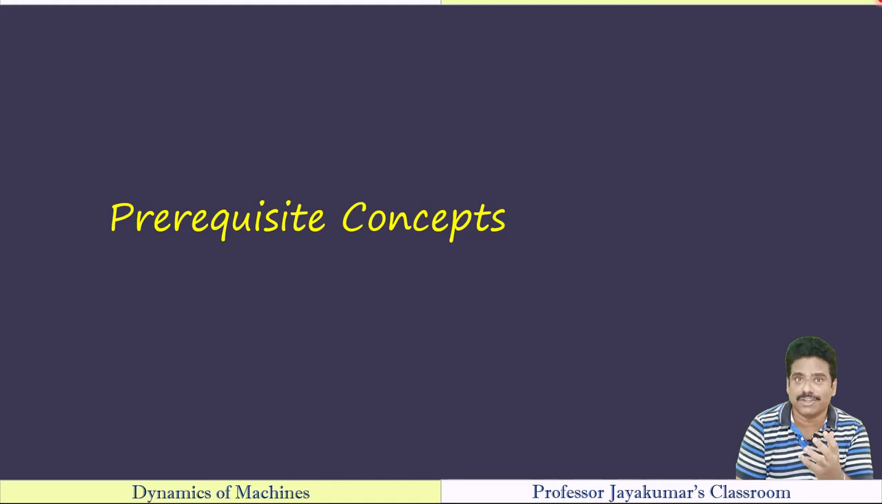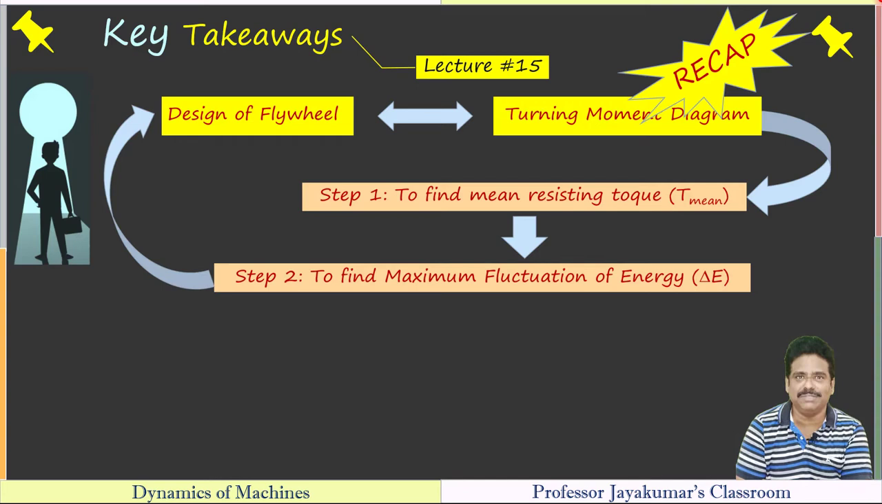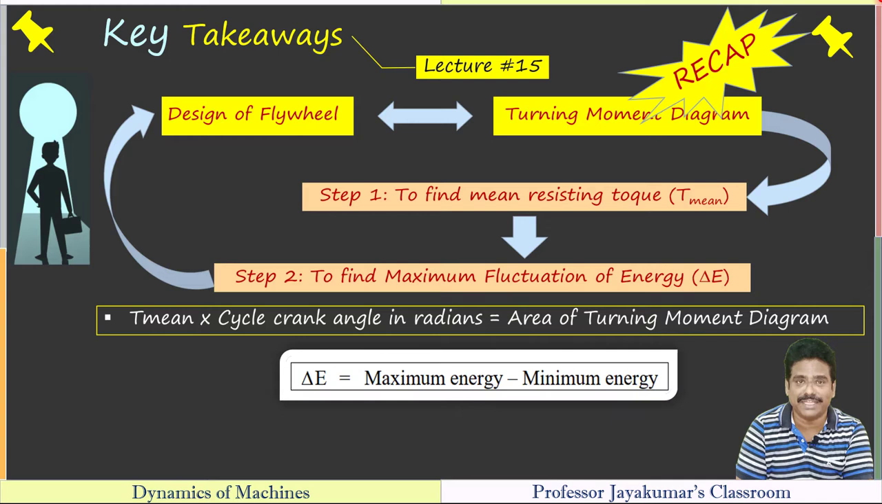Before proceeding, let us have a quick recap on all the prerequisite concepts that are required to solve this particular problem. You know that the turning moment diagram will be given for the design of the flywheel, by using which first we have to determine the T mean value, then we have to find the maximum fluctuation of energy, delta E. How to find T mean? T mean into cycle crank angle equals the area of the turning moment diagram, by using which T mean can be determined. Delta E formula, you know that, maximum energy minus minimum energy.